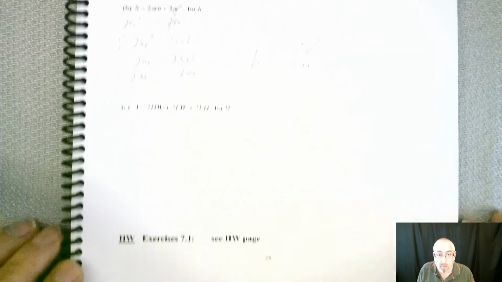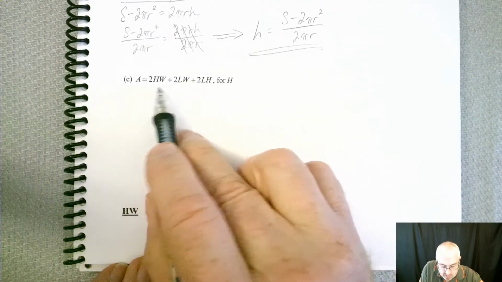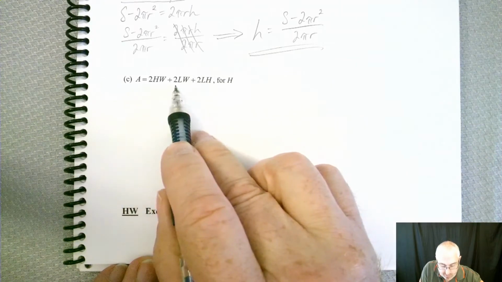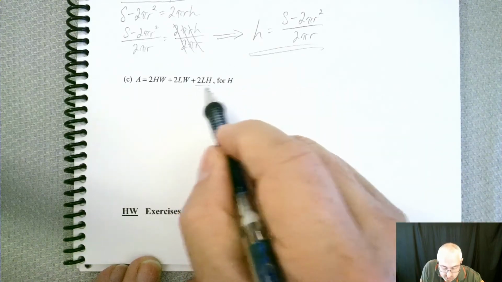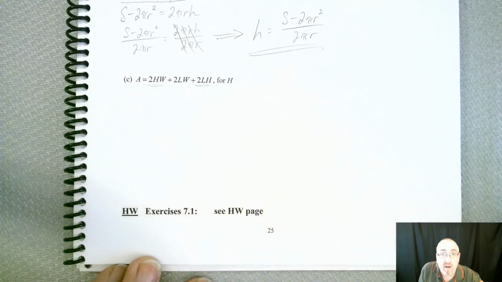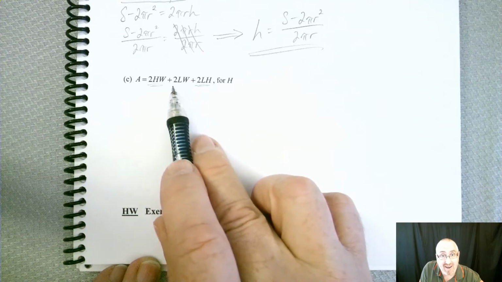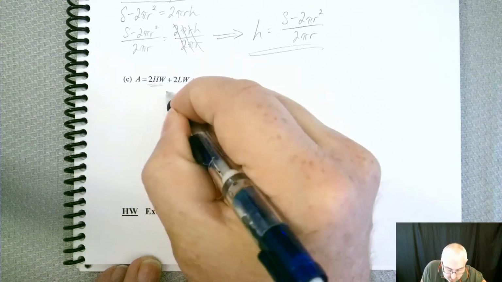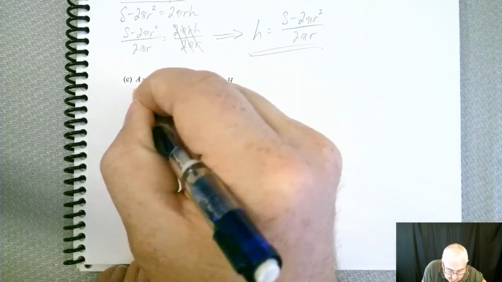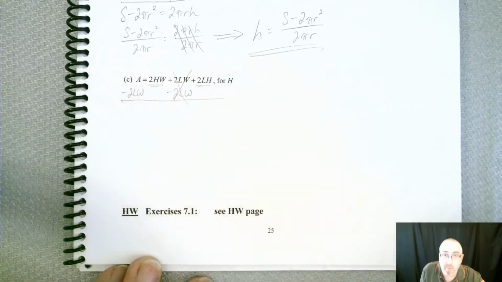All right, let's try one more solved for h. Okay, so we got a equals 2hw plus 2lw plus 2lh. So again, we're solving for h. So we can see that there's two things that have h's in them, but there's one that doesn't. So if there's something that doesn't and it's added on or subtracted, we can move that to the other side first. So let's subtract it from both sides, and that cancels that out completely.